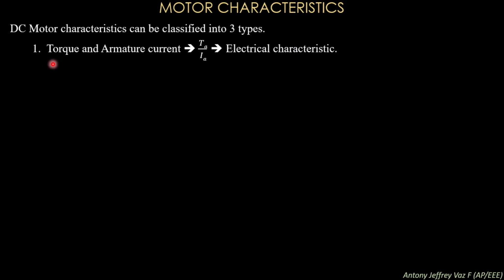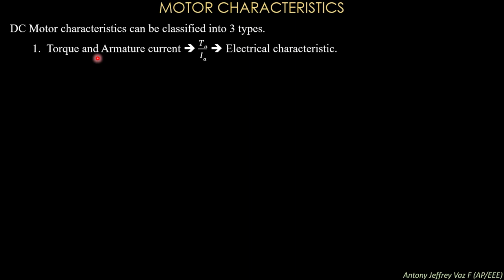The first classification is torque and armature current. That is, the characteristics of a motor are defined by the current rating, voltage rating, the speed rating, and the torque produced by the motor. So depending on these parameters, the characteristics of the motor are made.